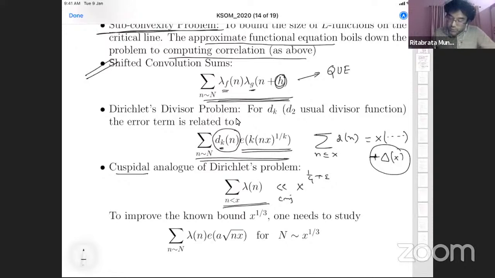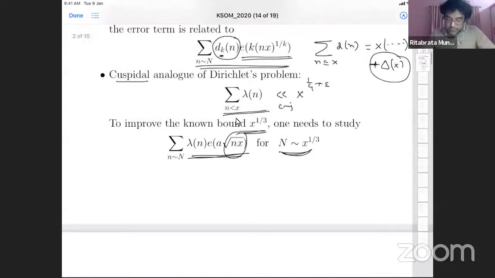And if you want to go beyond x to the power 1/3, that's a very important, difficult problem in analytic number theory. You have to study correlation sums like this, and you have to show that there is cancellation, where the length of the sum is quite small compared to the oscillating factor. So n is like x to the power 1/3, and the oscillation is like square root of nx. It's quite large. So it's quite a challenging problem.